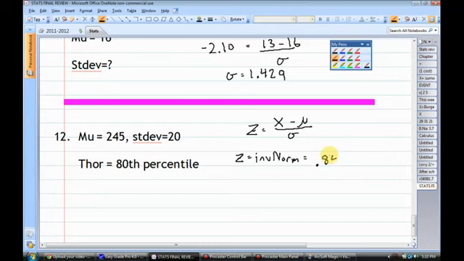Then we have to change around the z-score formula to find x. Inverse norm of 0.80 is 0.84.